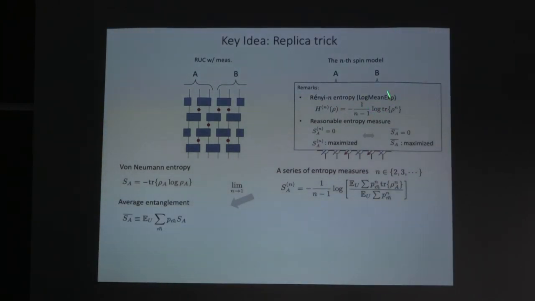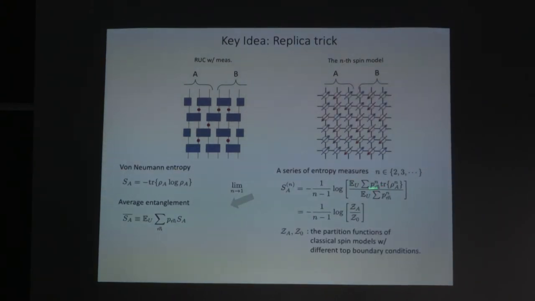We have a log mean exponential. We exponentiate it, take the average, and then take the logarithm. And when we take the average, we do not weight by the measurement probability, but by the probability to the power n. And then this nth moment, we divide by the nth moment. So it considers the nth moment of the log mean exponential of the Rényi n entropy, so everything to the n.